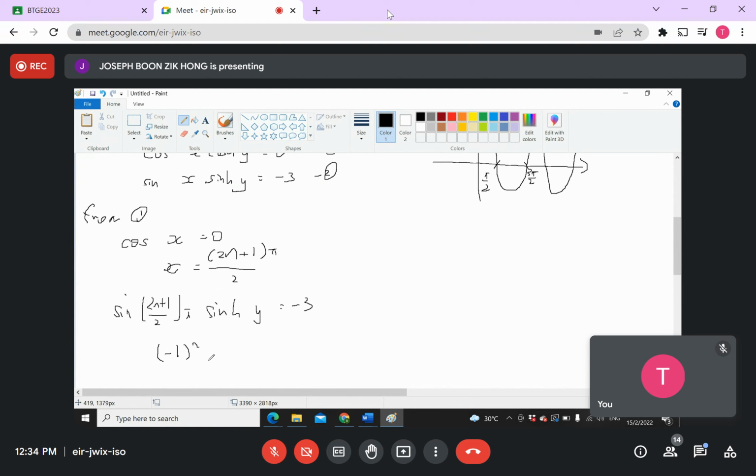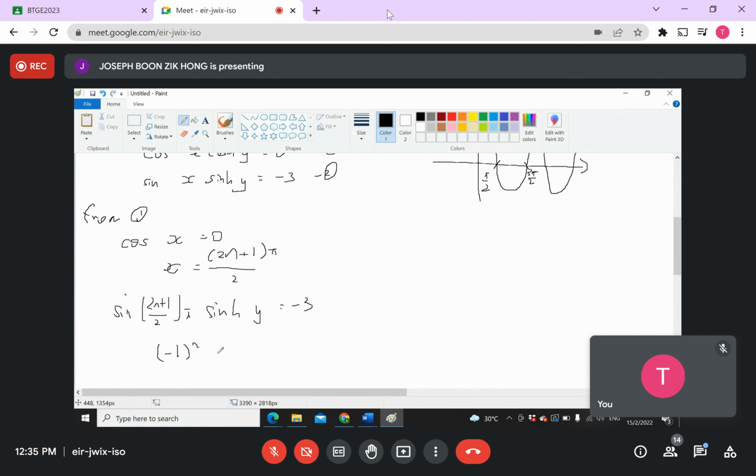Okay, sine, let me think. Sine pi over 2, yes. Sine 3 pi over 2, you will get -1. Sine 5 pi over 2, you will get back 1. So you will get 1, -1, 1, -1, 1, -1, starting with 1. So that means when your n is 0, you will have 1. When your n is 1, you will have -1 and so on.